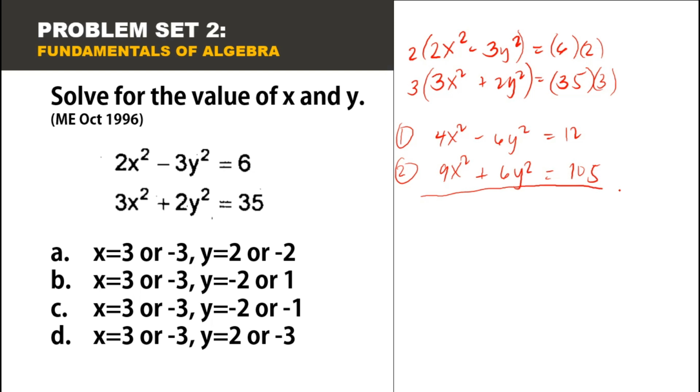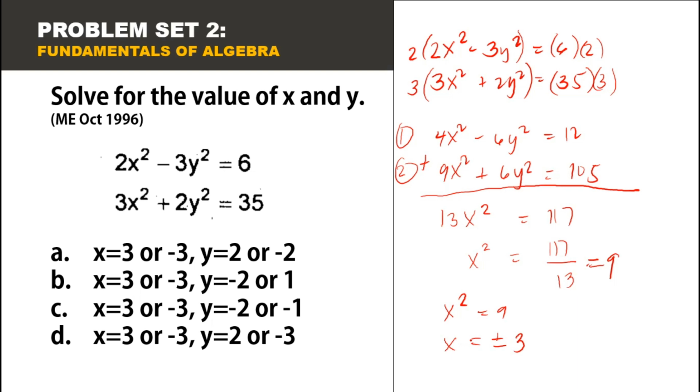So now we can add the two equations. 4x squared plus 9x squared, that is 13x squared, is equal to 117. So x squared is equal to 117 over 13. So x squared is equal to 9. Therefore x is equal to positive or negative 3.